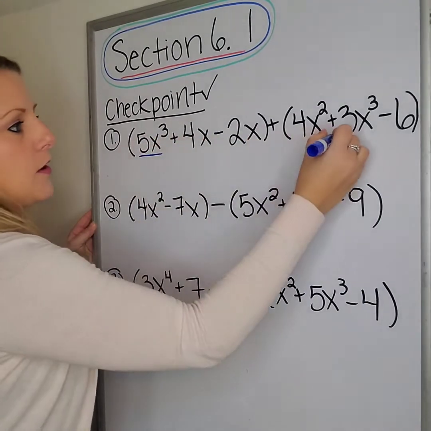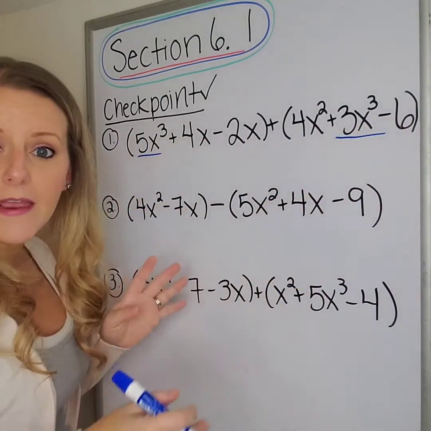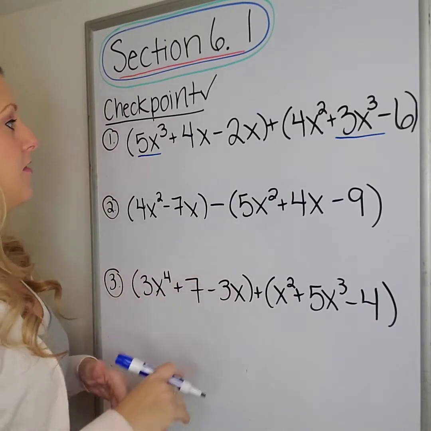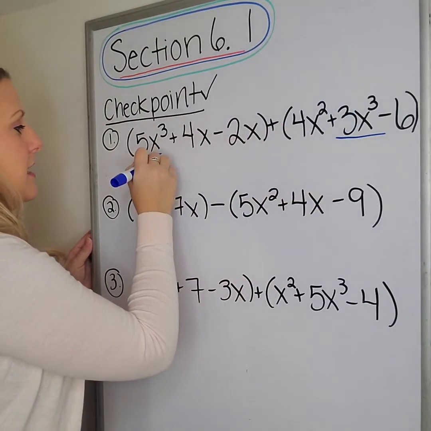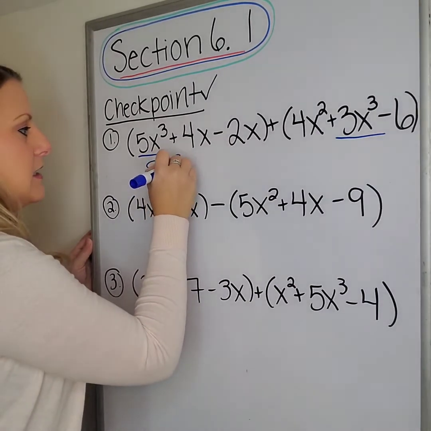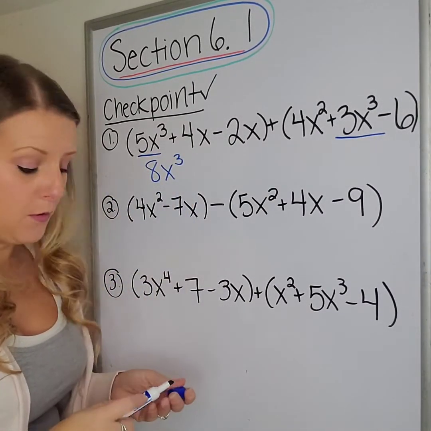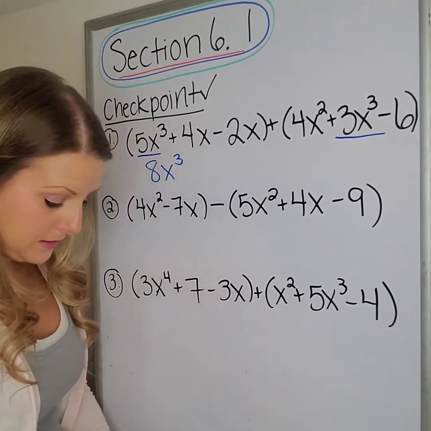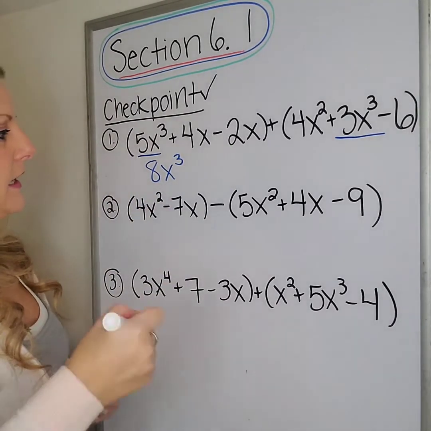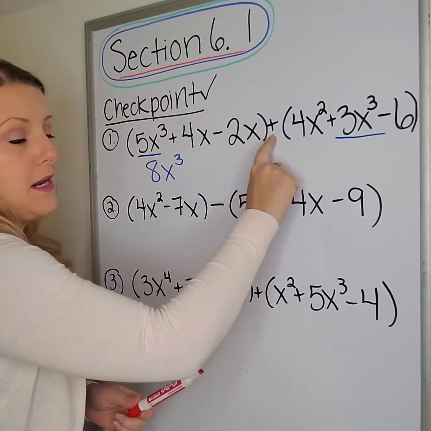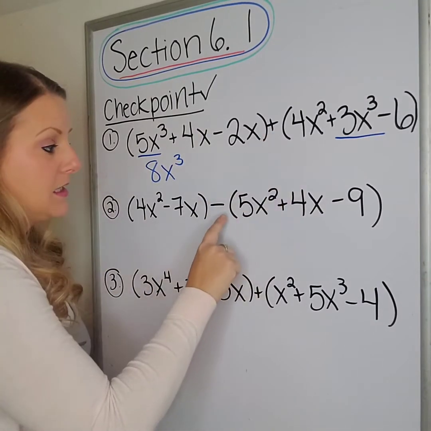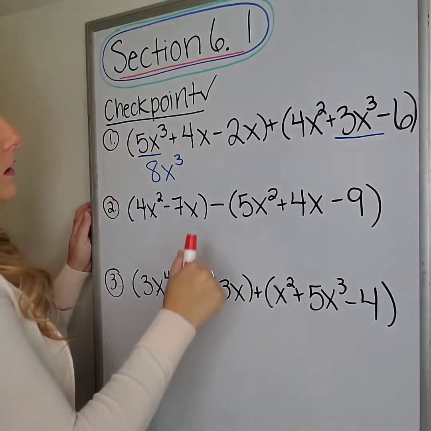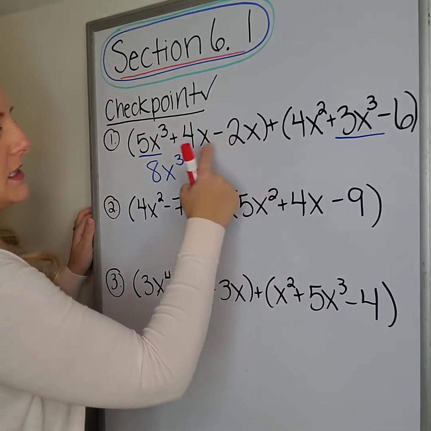So x to the third goes with x to the third, wherever they are at, okay? X to the third goes with x to the third, and it stays x to the third. So 5 plus 3 is 8, but it stays x to the third. Don't change the exponent. After x to the third, we go to x to the second. So now I'm looking for x to the second. Oh, and before I started, I made sure I had a plus in the middle, because be careful, some of them don't. Okay, heads up. So after x to the third, I go to x to the second.